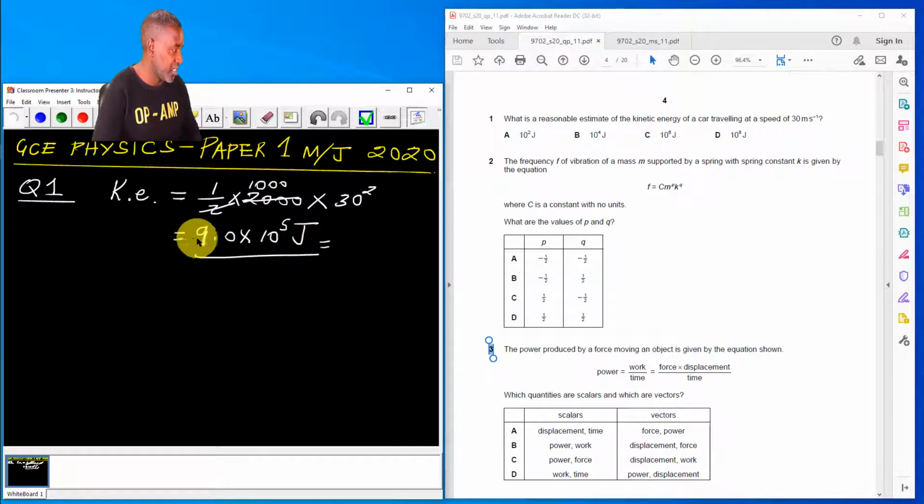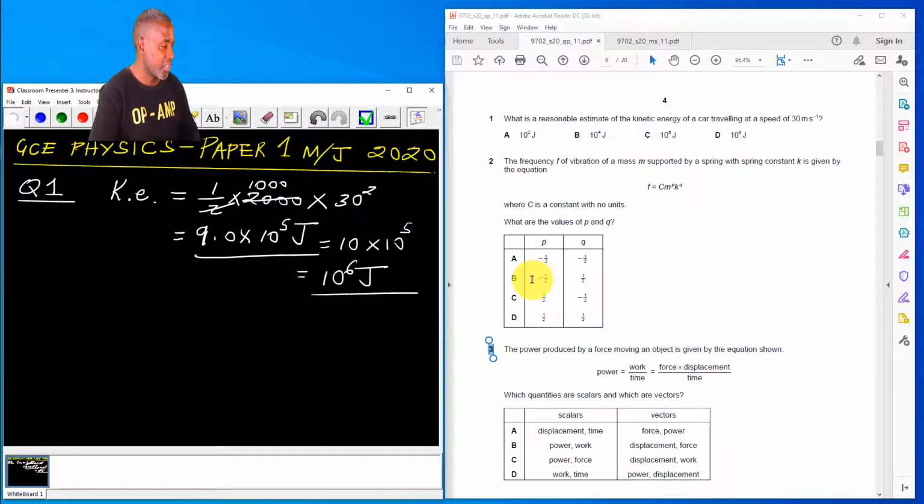So even this 9, I could approximate it to be 10. Approximately 10 by 10 raised to power 5. And this is approximately 10 raised to power 6 joules. And that is why the correct answer will be C. Now let's look at question number 2.